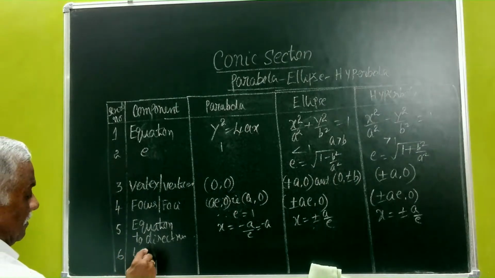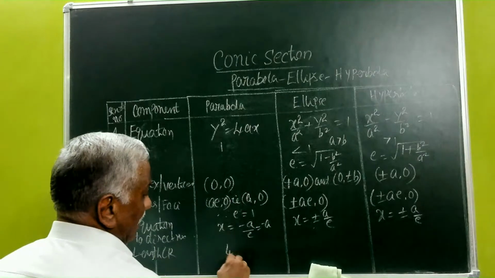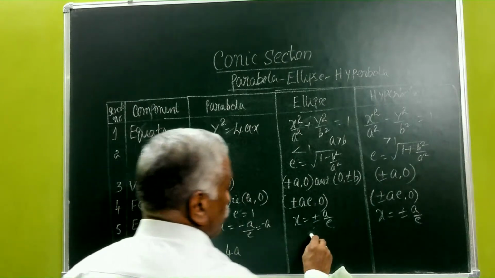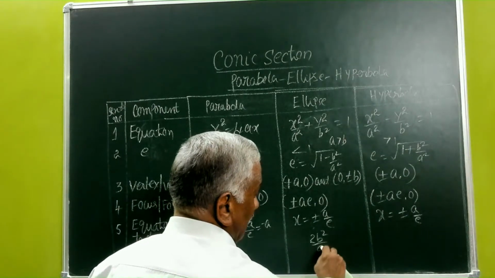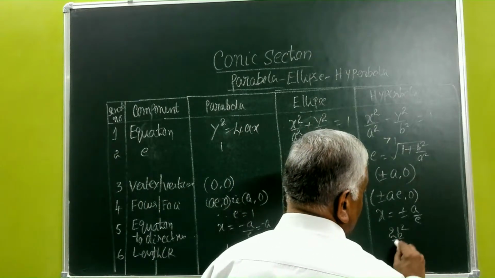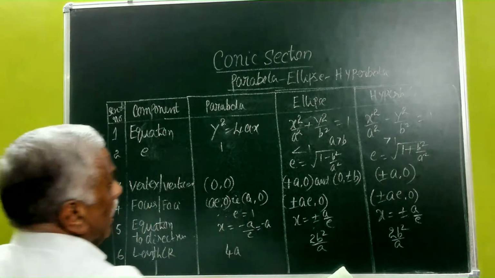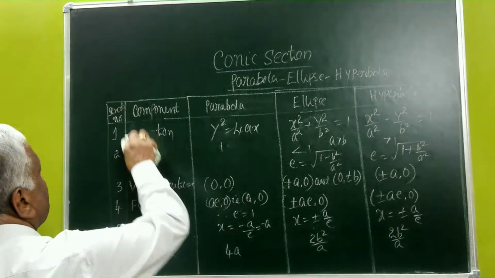Length of LR. This is 4a. This is 2b square by a. This is also 2b square by a. We have to add some more components. I'll just remove this and add that.